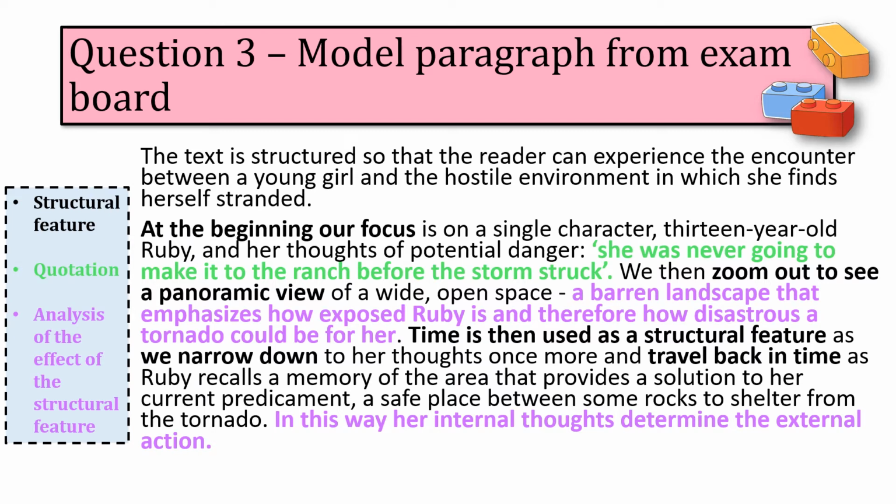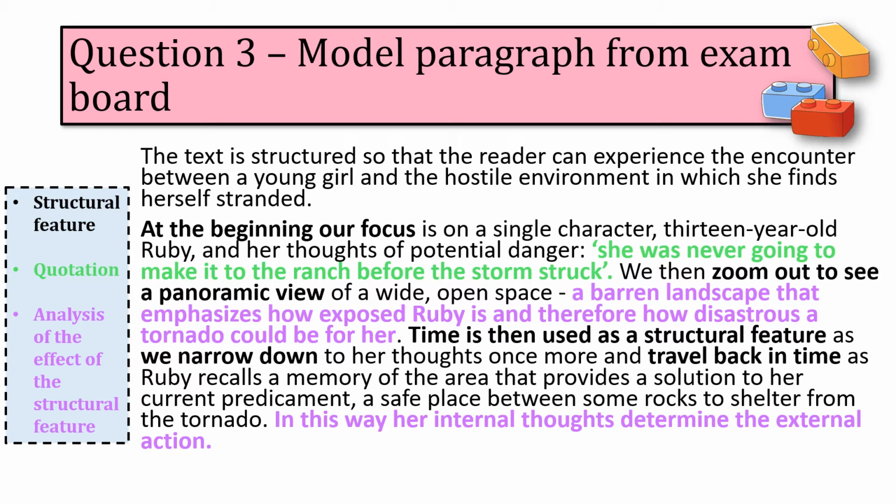Okay, here is a model paragraph from the exam board. The text is structured so that the reader can experience the encounter between a young girl and the hostile environment in which she finds herself. So I've referenced my structural feature. I am now going to reference my evidence. At the beginning, our focus is on a single character. So there's my structural feature, the focus on the single character, 13-year-old Ruby and her thoughts of potential danger. "She was never going to make it to the ranch before the storm struck", and there's my quotation.